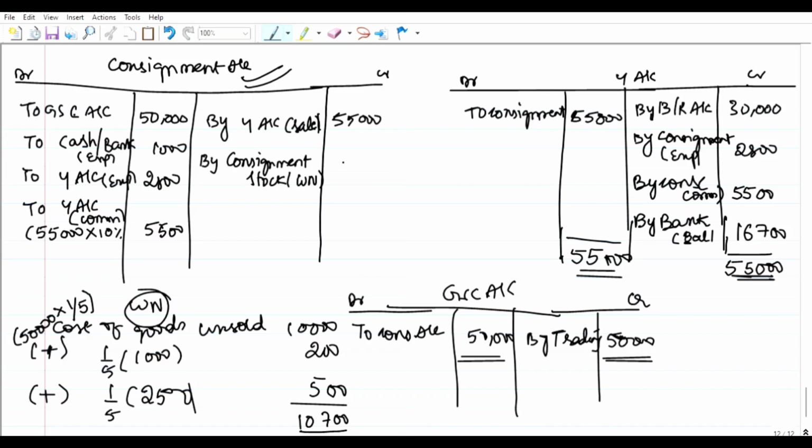₹65,700 minus 50,000, minus 1000, minus 2800, minus 5500 is 6400. That is what the balance is. That is the profit of 6400 rupees.